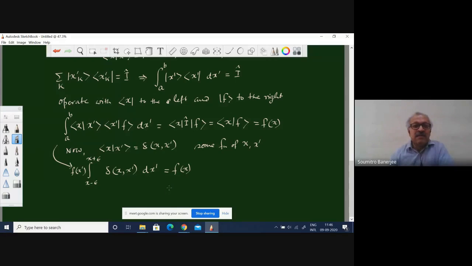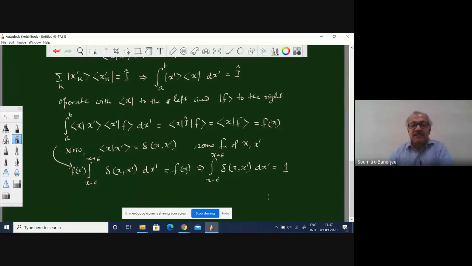Which means, this essentially means that this quantity from x minus epsilon to x plus epsilon, defined as delta(x − x'), integrated over dx' should be equal to 1.